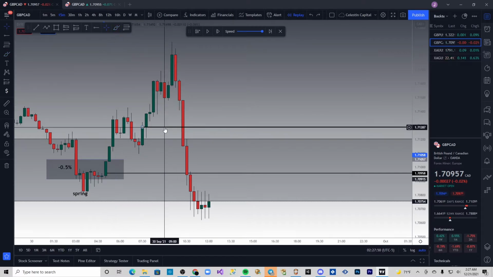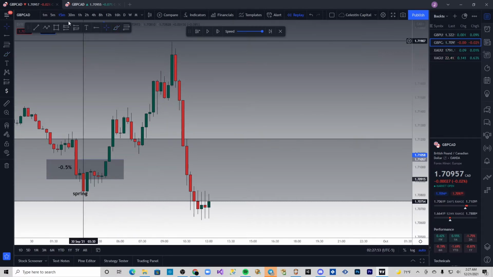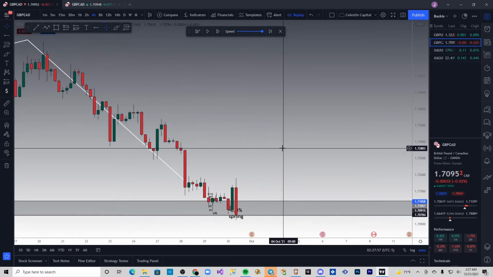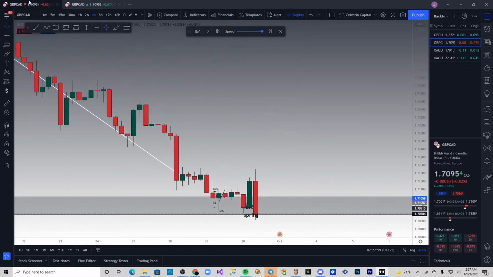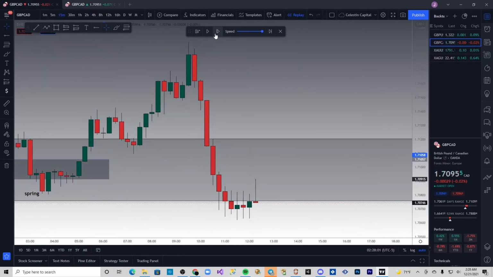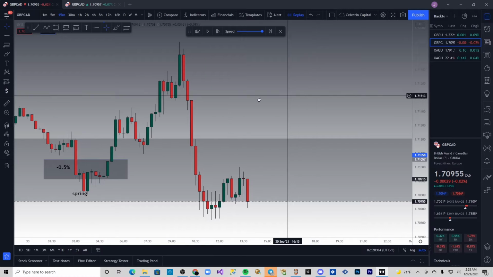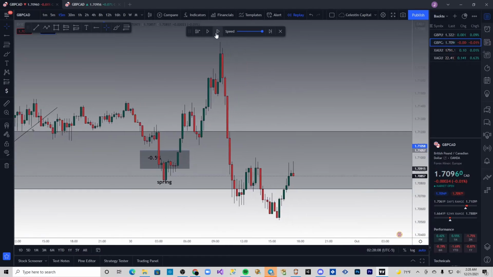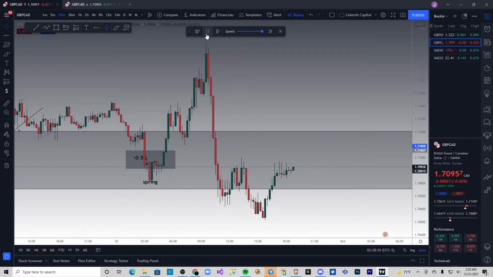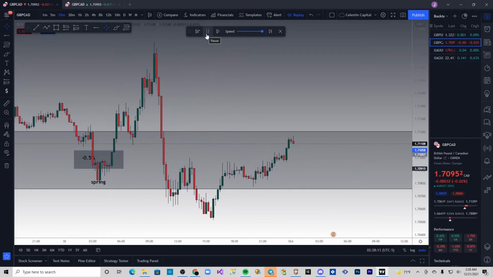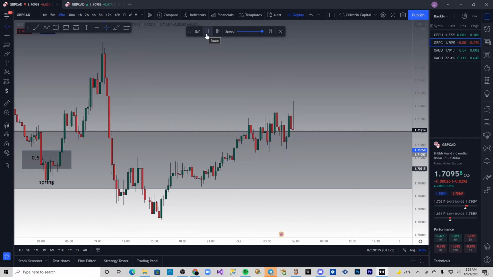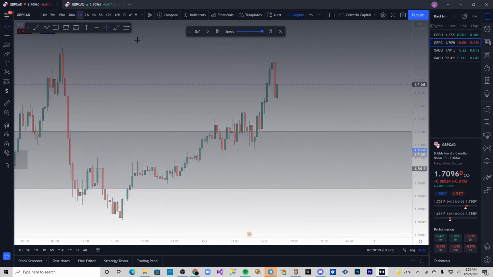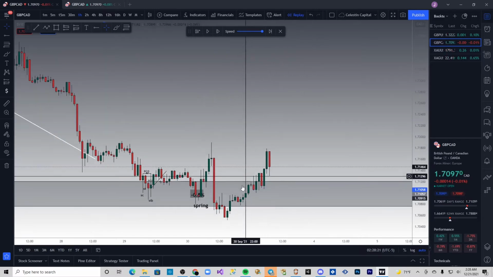Let's actually go back and take a look at structure. All right, so we're still in our demand zone. Let's see what happens. All right, as you can see here, we have this impulsive move to the upside.